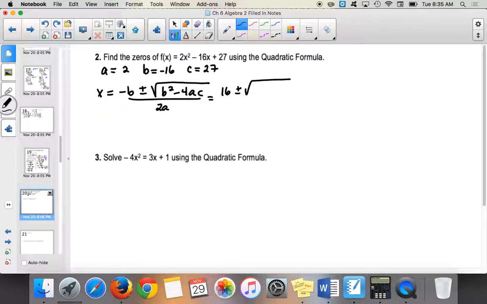Do you guys know that? 16 squared? I know you do, Karen. Yep, 256. My friend Mr. T at Sycamore makes students memorize all of those. Up to like 20, right? Yeah, good. All right, so when I do this, I have 256 minus 4 times 2 times 27. And you can put that all in your calculator all at once. When we do, we get the square root.